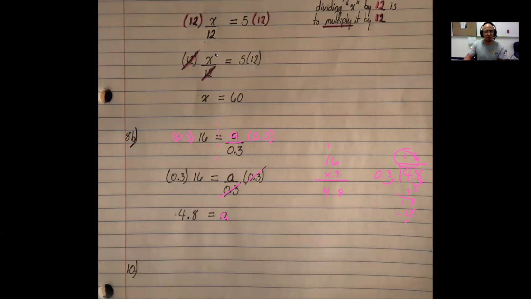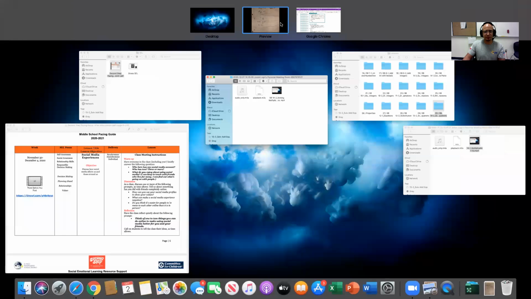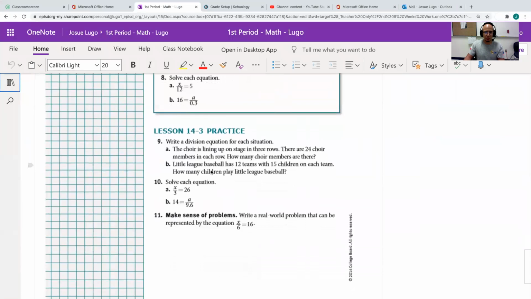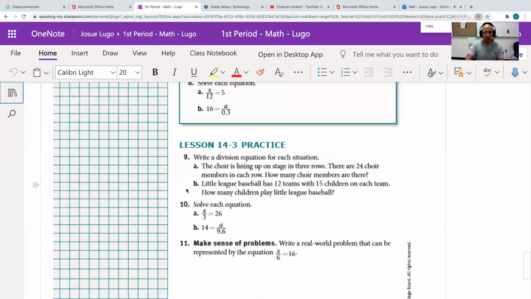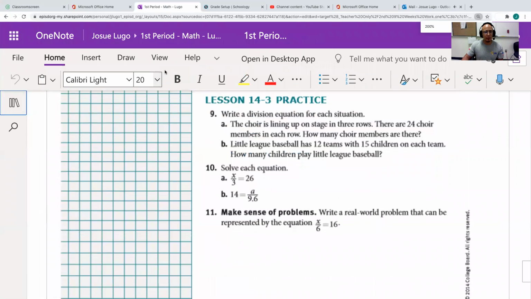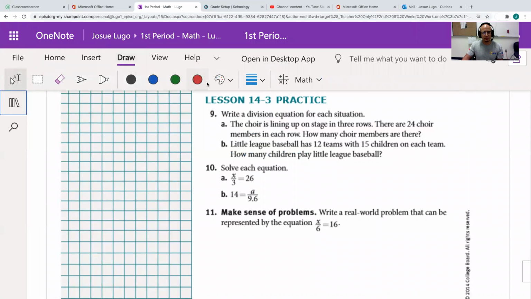So let's go ahead and work on number 10. And for that, I'm going to go into our textbook. Let's go down to number 10. We're going to solve each of these equations. All right, so for number 10, we have x. I'm just going to rewrite this on the side. So this is 10a. X over 3 is equal to 26.